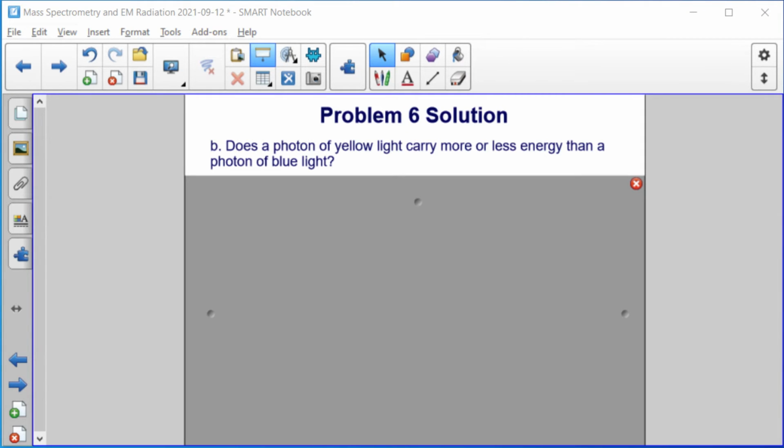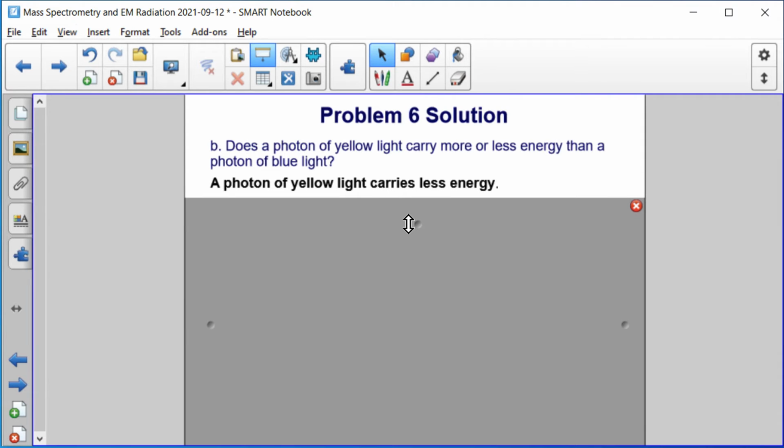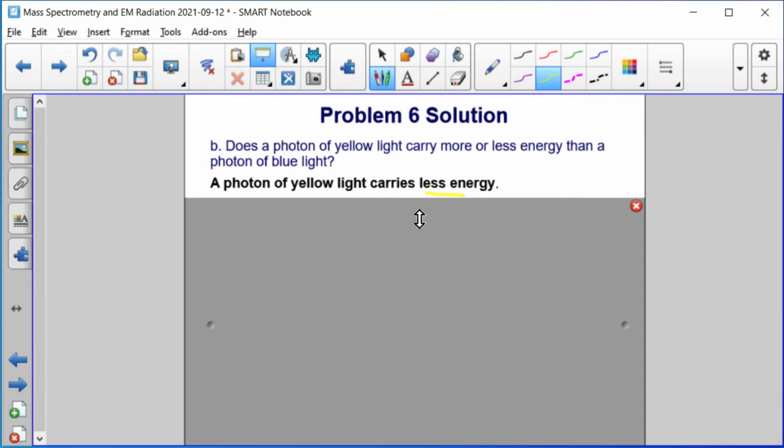All right, in the previous problem, we found out how much energy was carried by a photon of blue light. And now we're being asked to compare. Does a photon of yellow light carry more energy or less energy than that photon of blue light that we just calculated? And the answer is a photon of yellow light carries less energy. Now we need to explain. In an AP problem, we can't just answer the question. We need to answer the question and provide a justification.